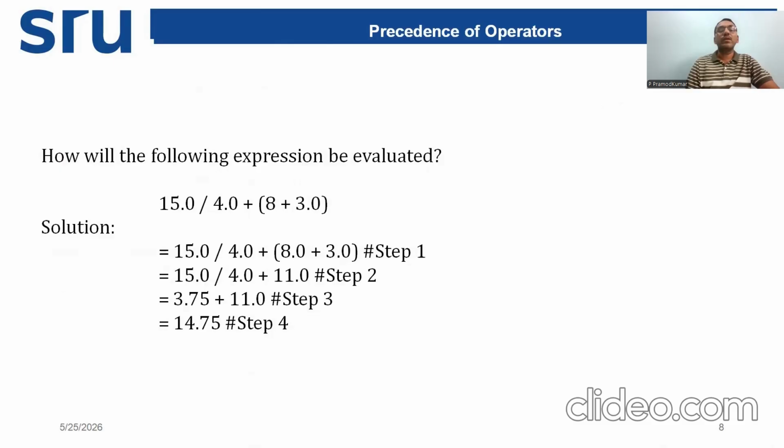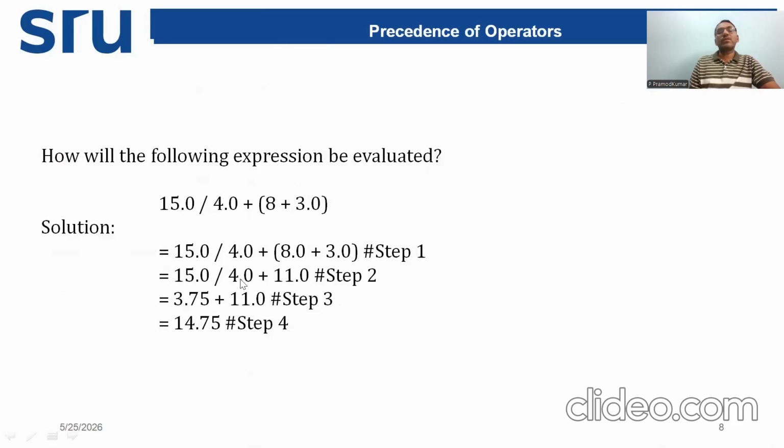That's the reason why here I've mentioned 8.0. That will be done implicitly, automatically by the interpreter. We no need to write anything there. In step 1, first what I am doing, I am performing 8.0 plus 3.0. Hence, it becomes 11.0.